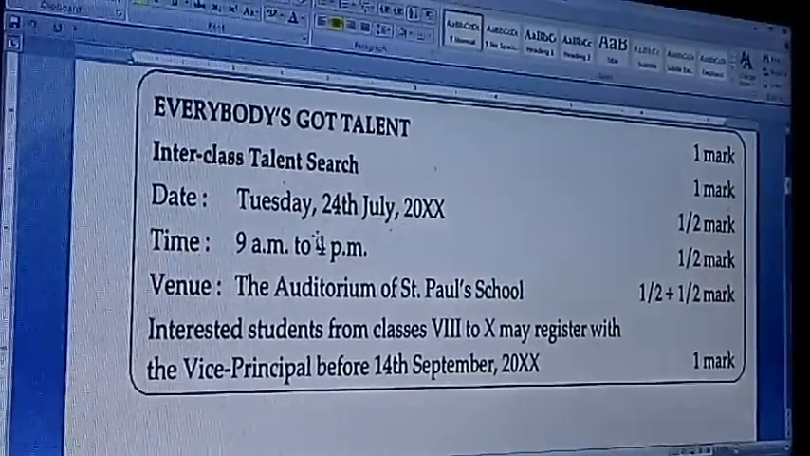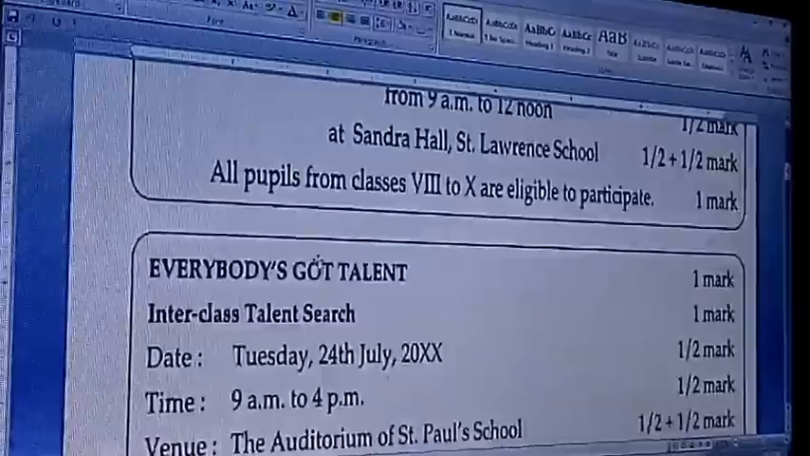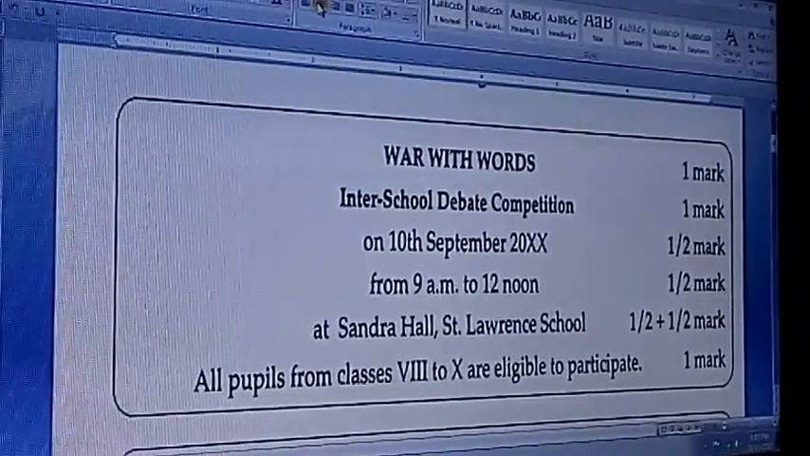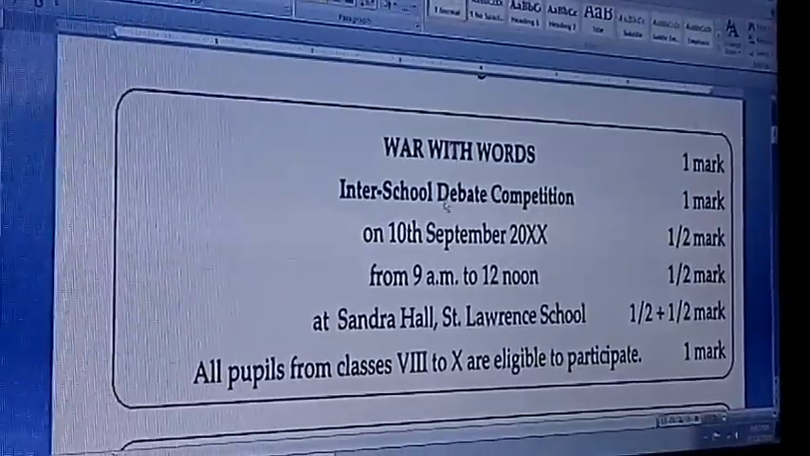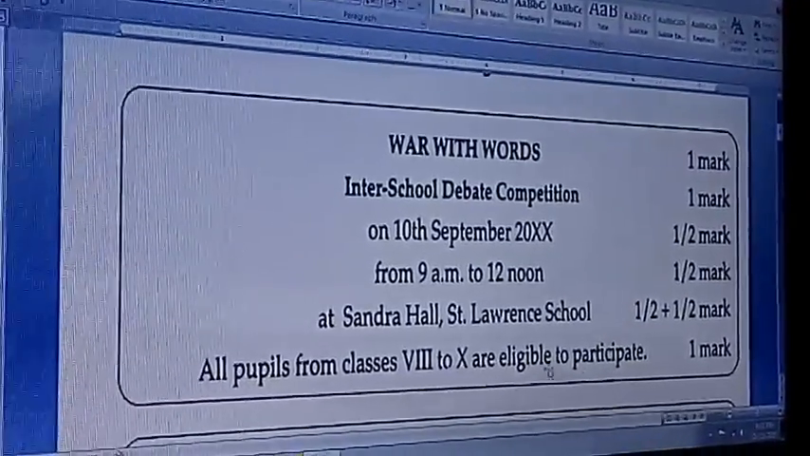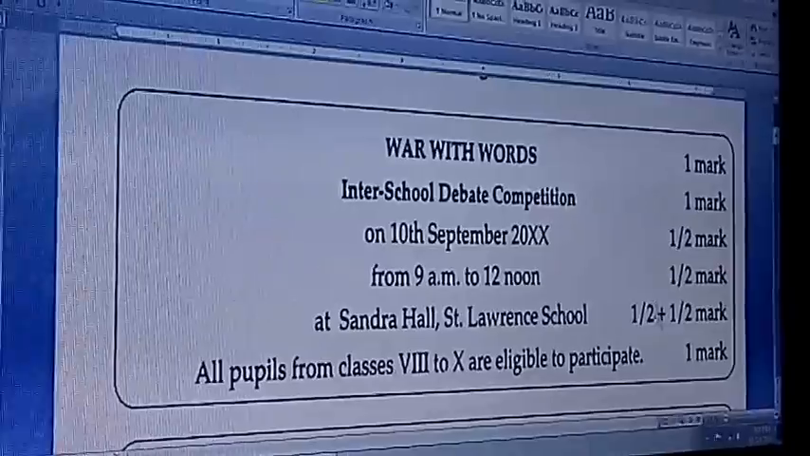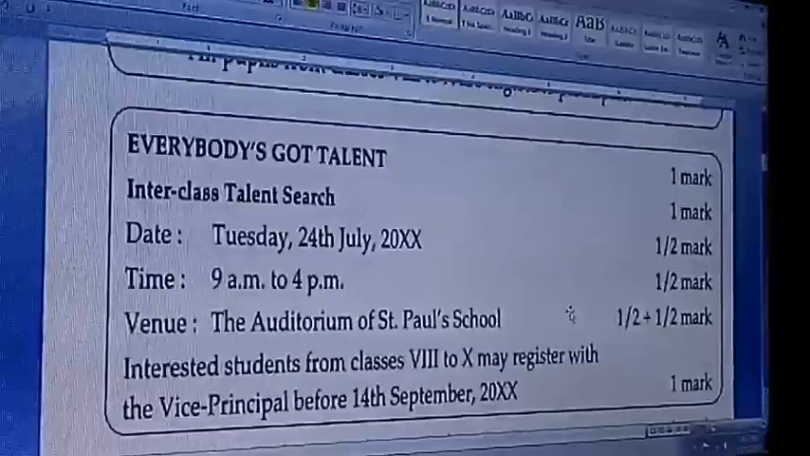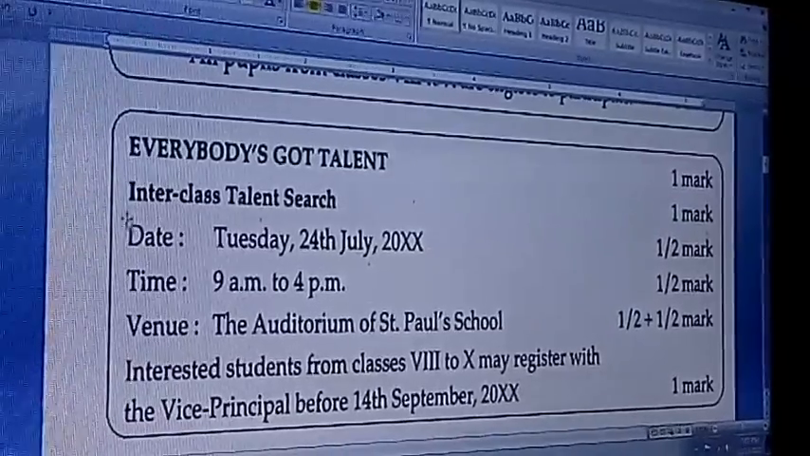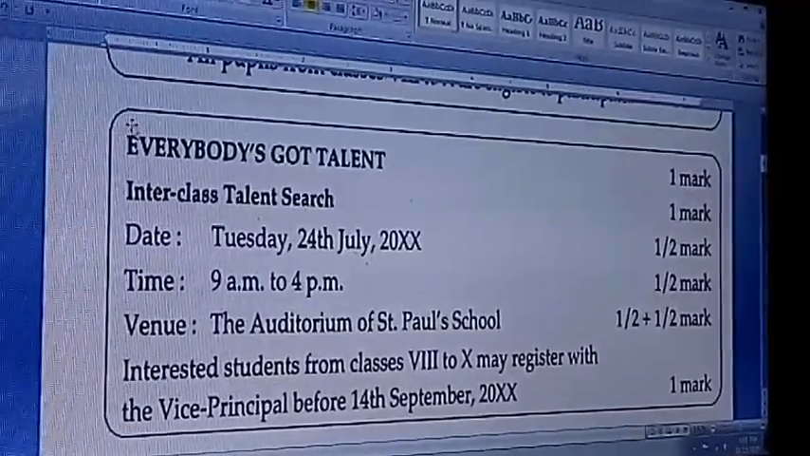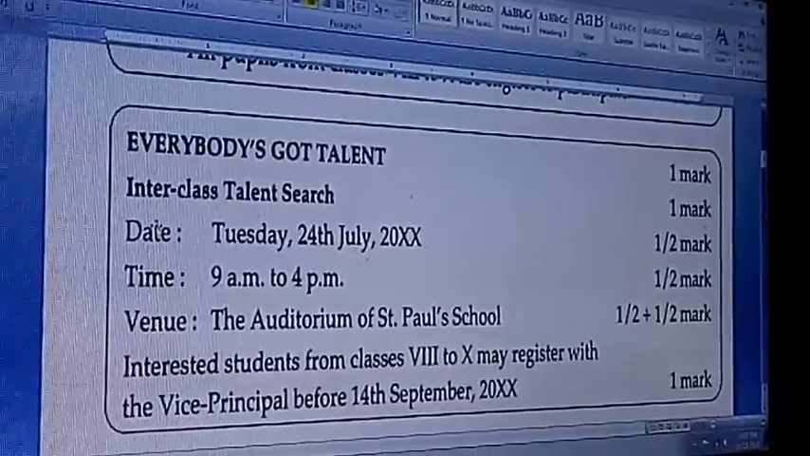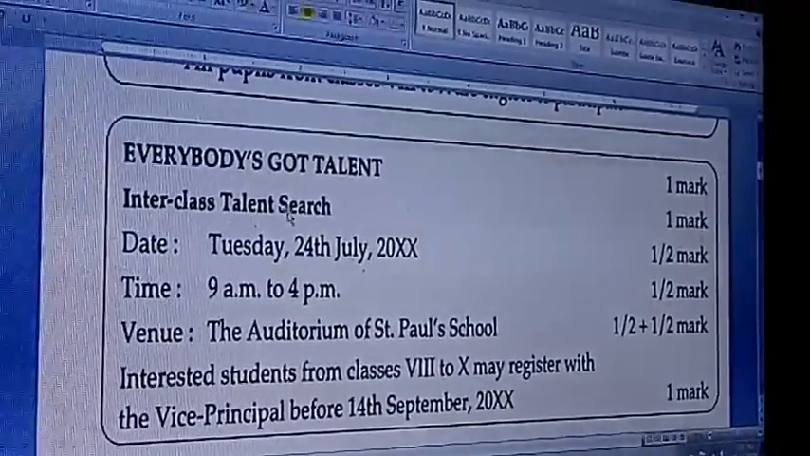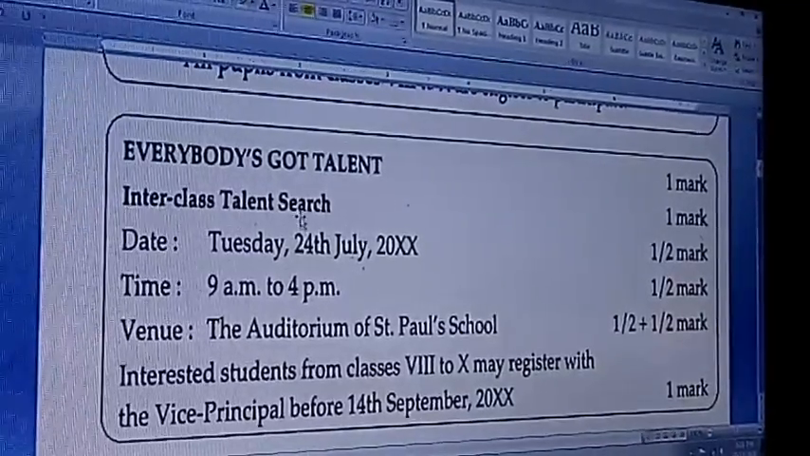So just remember the difference between this sample and this one. This one is written in the middle, and from the middle it spreads to both sides, so it is equally balanced. This one is easy. It is from just one side in a straight line, as you start all your answers from the margin. Now the topic is obviously the notice regarding the inter-class talent search.